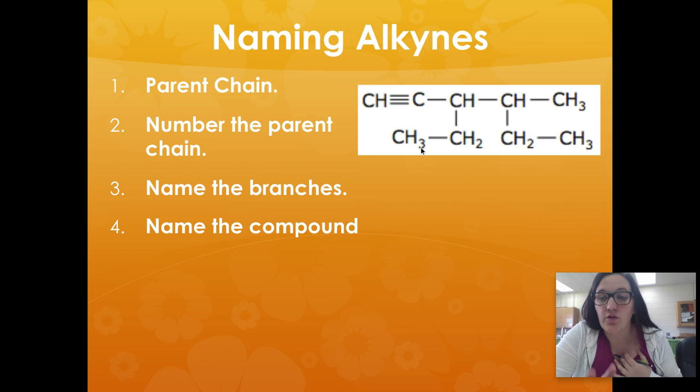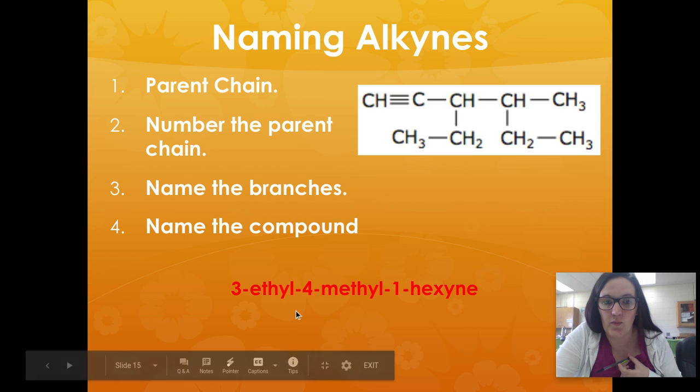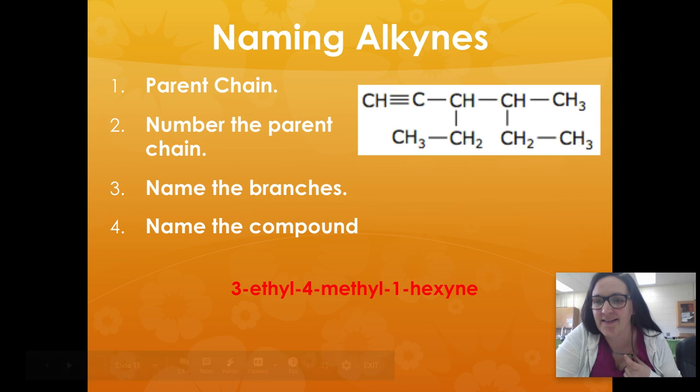Which would end me up with 2 different side chains. This is an ethyl side chain coming off of my number 3 carbon, and I have a methyl side chain coming off my 4 carbon. So when I have 2 different side chains, I want to name them in alphabetical order. So this one is going to be 3-ethyl-4-methyl-hexyne. So side chain coming off the 3rd carbon, side chain coming off the 4th carbon. My triple bond is after my 1st carbon, and it's a hexyne, sorry.